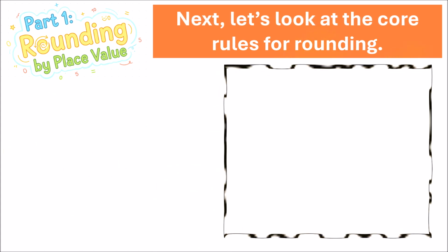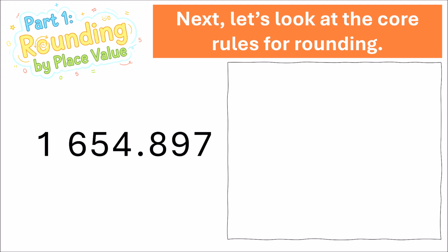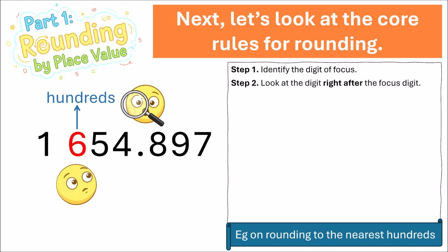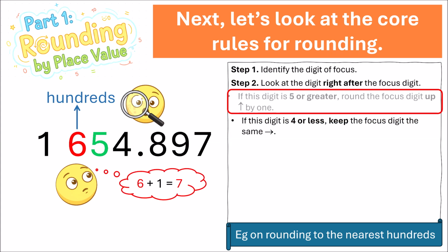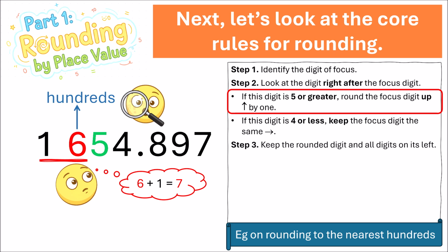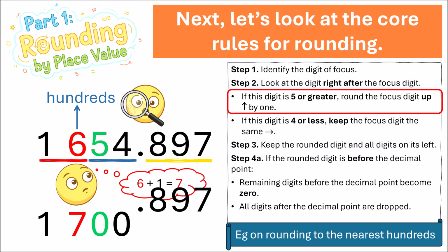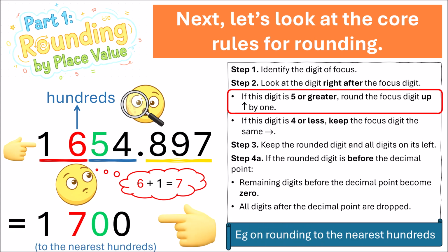For the next example, let's just change the 2 to 5. We will also round this number to the nearest hundreds. As in the previous example, 6 is the digit of focus since it is in the hundreds place. For step 2, the digit to the right is now 5. Based on these rules, the focus digit increases by 1. Since 5 is 5 or more, subsequent steps are the same. Keep the rounded digit and all digits on its left. All digits between the rounded digit and the decimal point become 0. And drop all digits after the decimal point. So 1654.897 equals 1700 when rounded to the nearest hundreds.